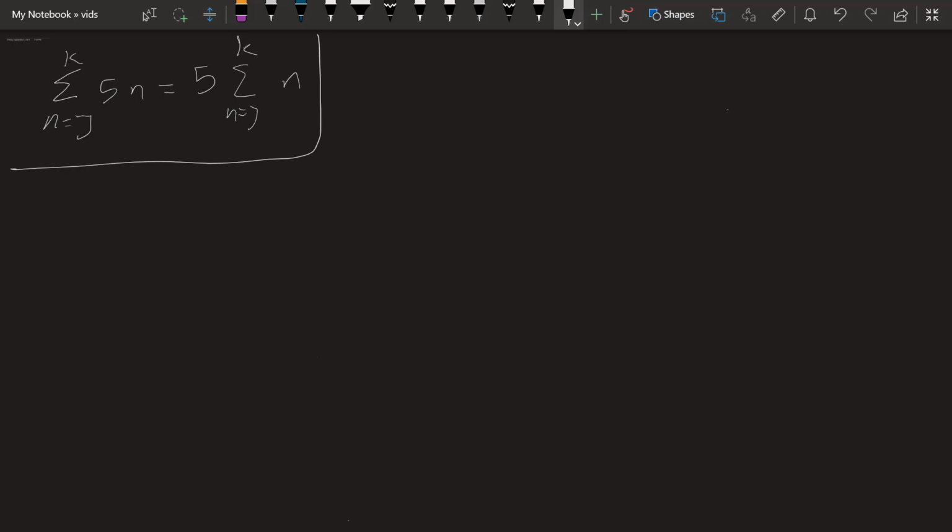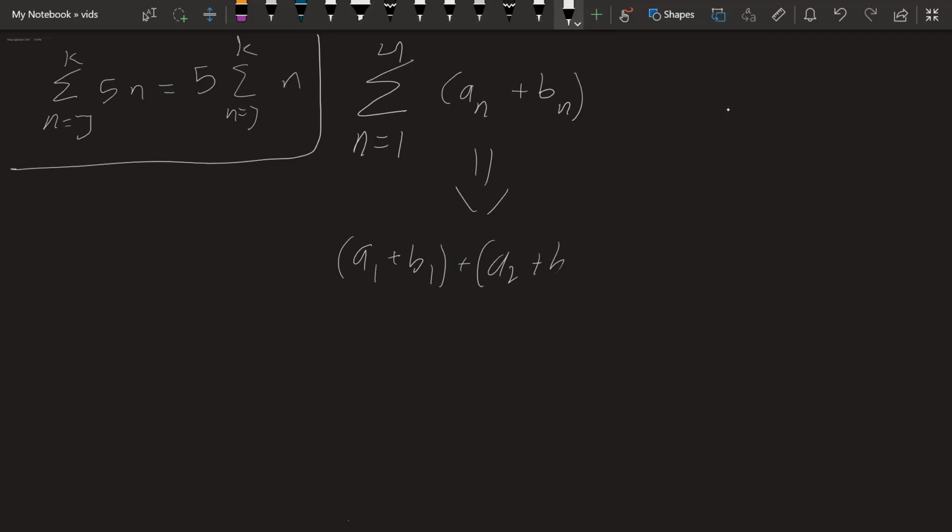Now let's do the next property of sigma, which is the addition property. Let's say you have sigma as n goes from 1 to 4 of a subscript n plus b subscript n. This is going to be equal to a1 plus b1, plus a2 plus b2, and it goes on and on until you reach 4.